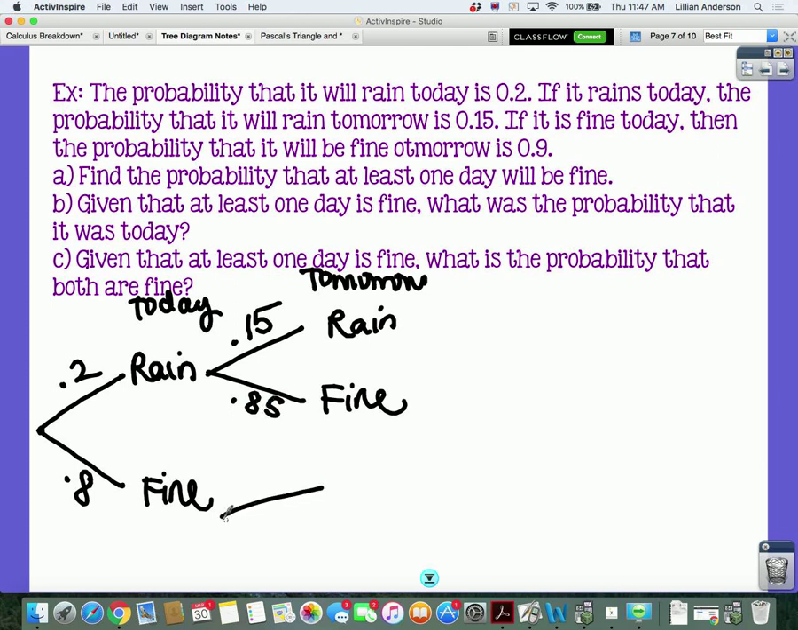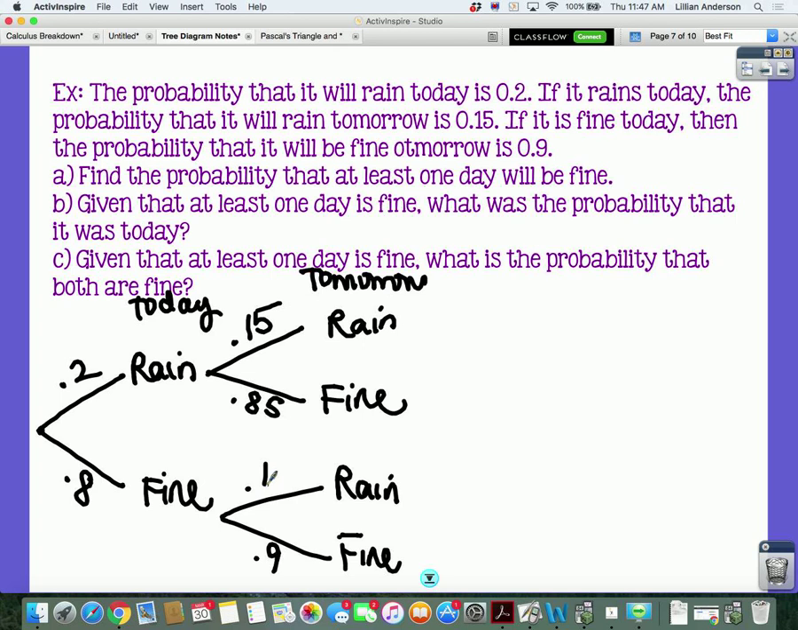You'll have the same type of outcomes for tomorrow as well. What do you know already? It is 0.9 that it'll be fine tomorrow if it's fine today. So that means it'll be what if it rains tomorrow? 0.1. And that's what your tree diagram should have looked like.